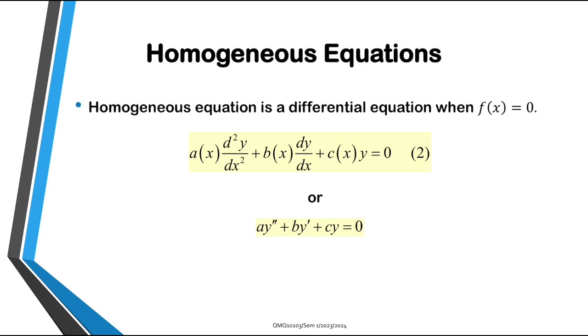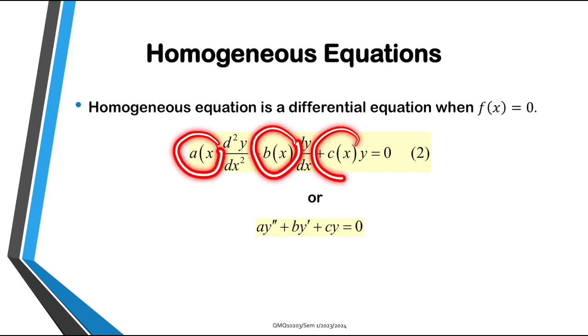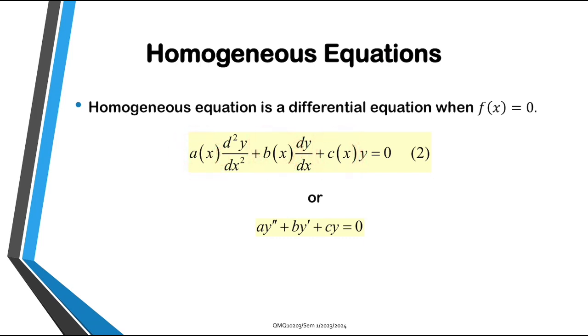We can rewrite this equation number 2 into this equation: a y double prime plus b y prime plus c y equals 0. So a, b, and c are constants.